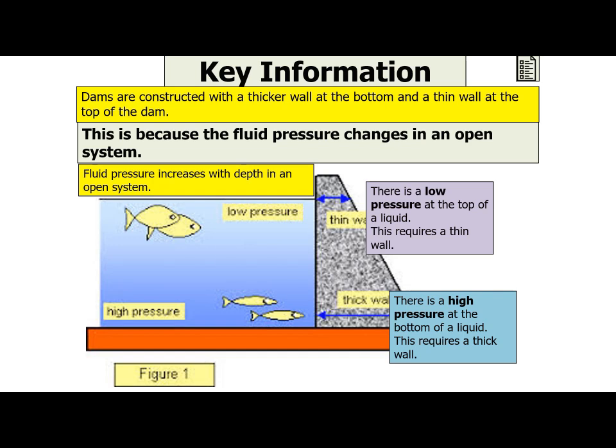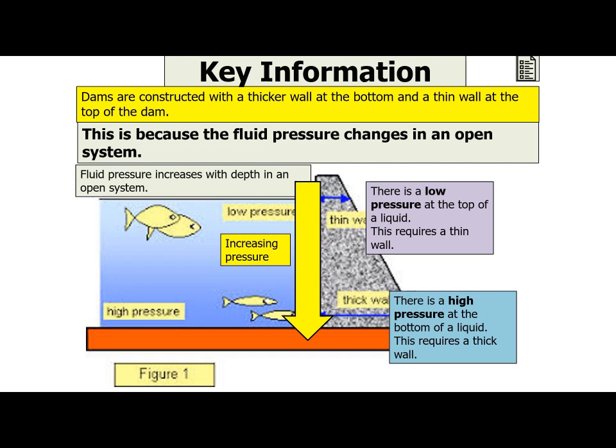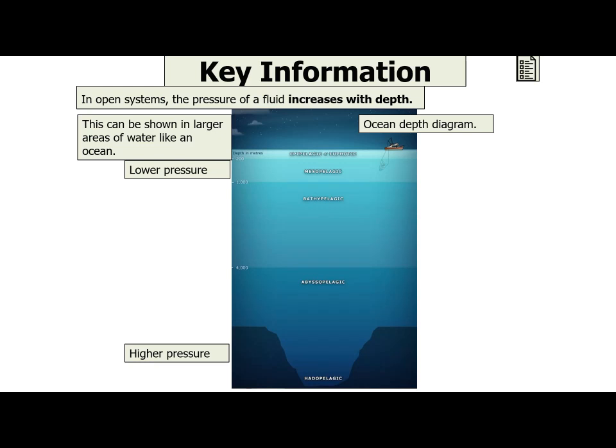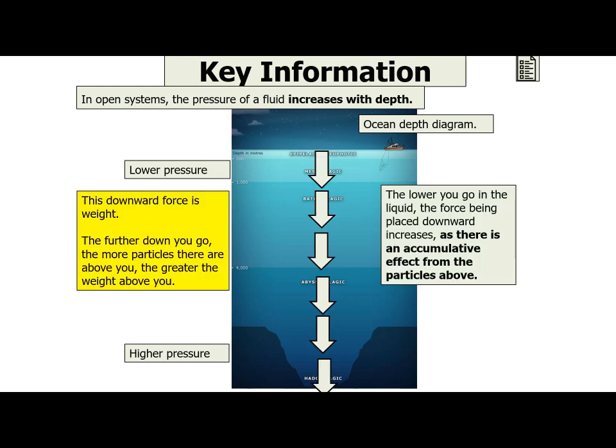So as we move down the wall, there's an increasing pressure as we go to a greater depth of fluid. This shows us that in open systems, the pressure of a fluid increases with depth. And this can be shown in larger areas of water, like an ocean. You can see here that there is a liquid, and the force being placed downwards increases the lower you go, as there's a cumulative effect from the particles above it.